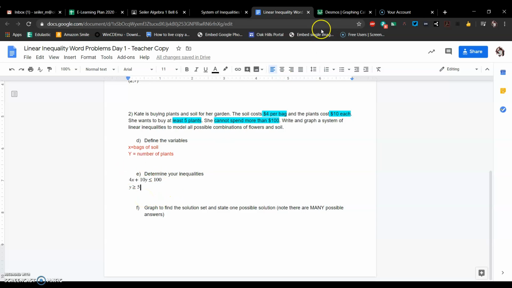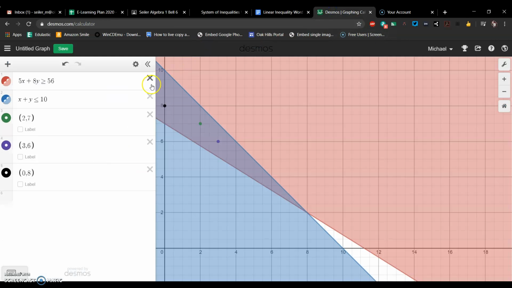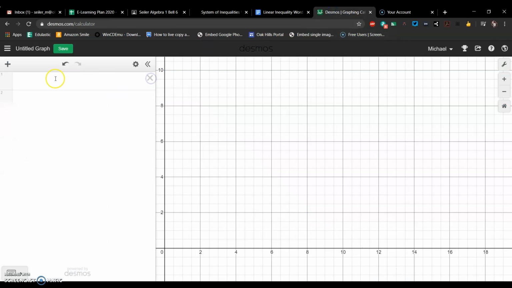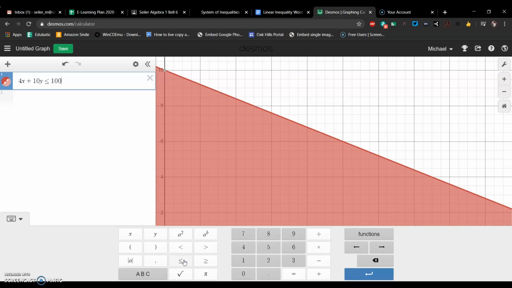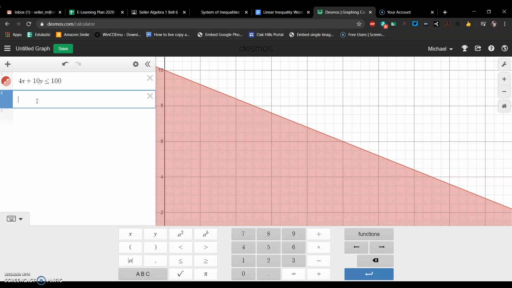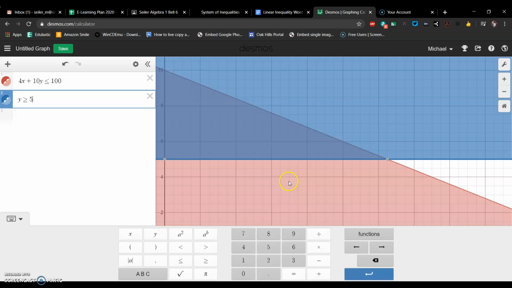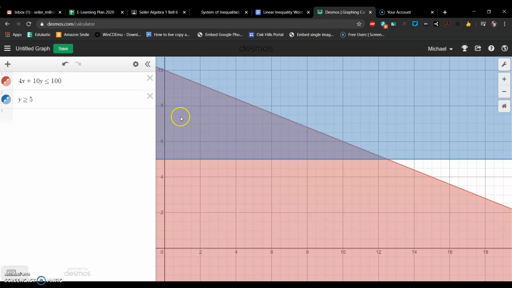So let's go ahead and come back to Desmos. 4x plus 10y is going to be less than or equal to 100. And there we see the red line. But I also know that the number of plants she wants has to be greater than or equal to 5. All right. So again, we should always get some type of an overlap region. Again, here I've got this big purple region. Anything inside this purple region will work.